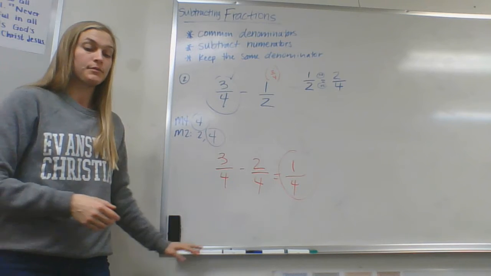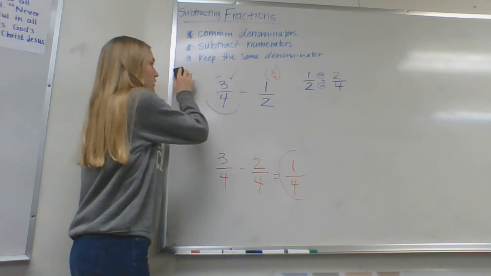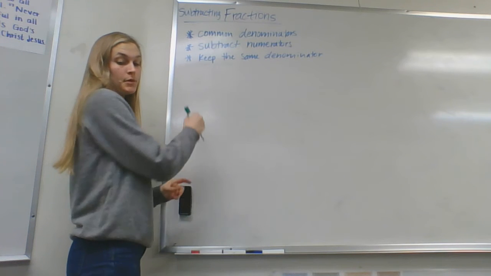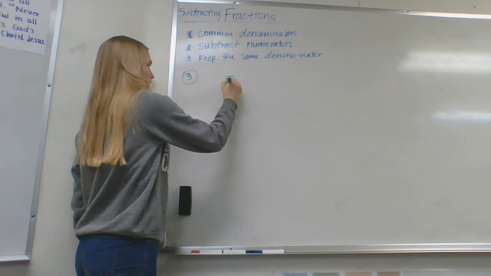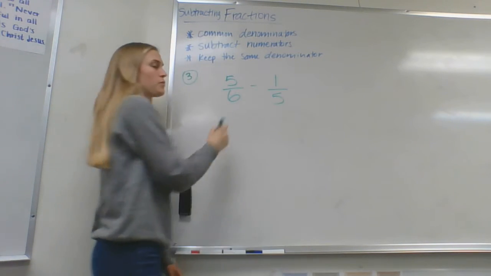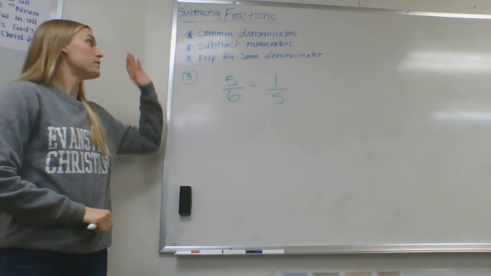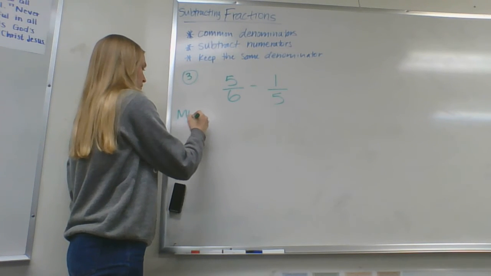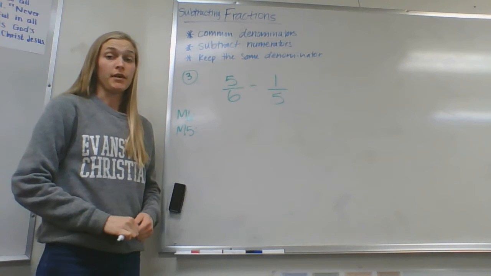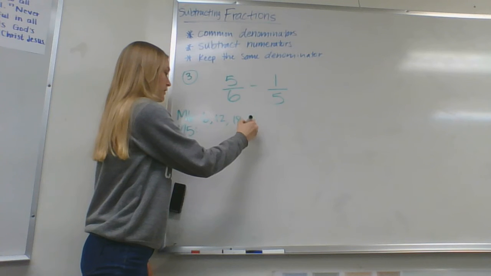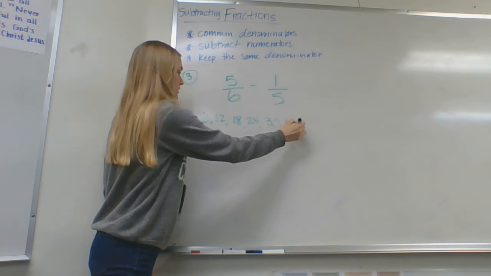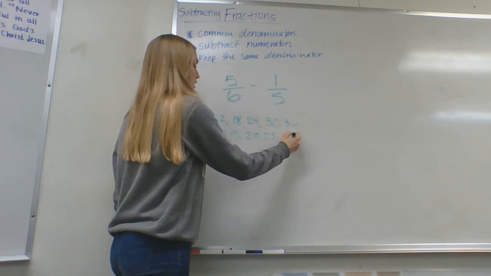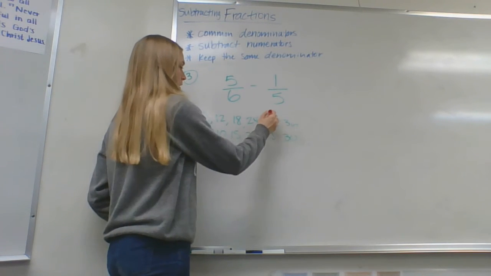Okay, we'll do one more. This one's going to be a little harder. All right, example 3 will be 5/6 minus 1/5. Okay, you can't take fifths away from sixths. So our first step, common denominator. We have to have the same size pieces. So to find the common denominator, you can find the multiples of each denominator given until you find one in common. So 6, 12, 18, 24, 30, 36. 5 will be 5, 10, 15, 20, 25, 30. 30 is our common denominator.